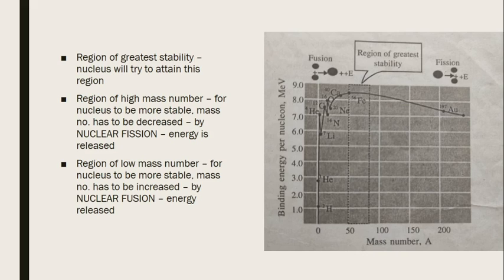You have to specify the x-axis and y-axis parameters, and you have to draw the region of greatest stability, also the element having the highest binding energy per nucleon, that is iron 56, and you have to specify that in the lower mass number area, the nuclei undergo fusion, and in the higher mass number area, the nuclei undergo fission to attain maximum stability.